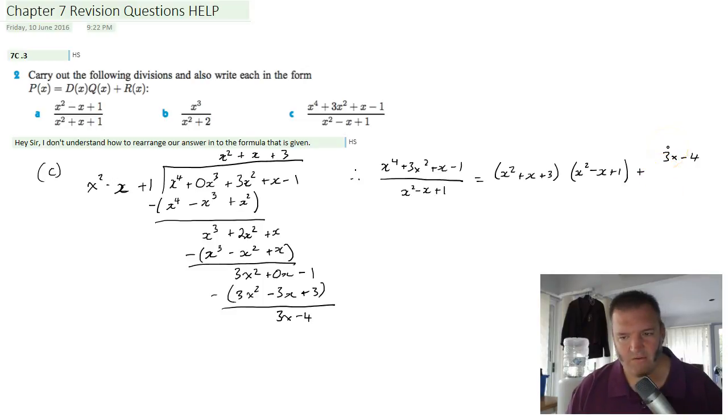Oh, now they don't even need you to write it as a fraction. That's all they want you to do. So they just want you to write plus 3x minus 4. And we're done. All right. I hope that helps. Cheers.